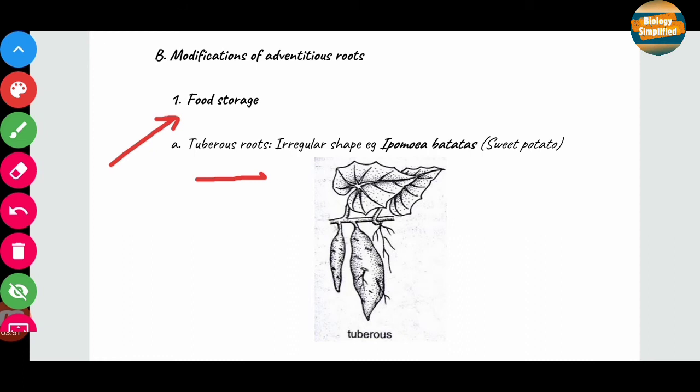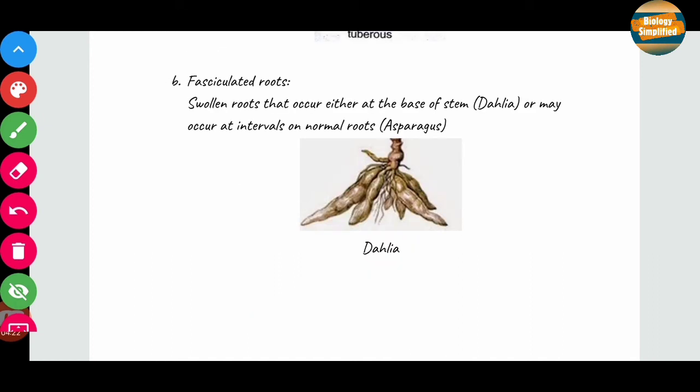Tuberous roots are again irregular shaped roots. Example is Ipomoea batatas, that is sweet potato. So the sweet potato is the modification of adventitious root for the storage of food. Here you can see in this diagram, the sweet potato has an irregular shape for the food storage. It has swollen at irregular places to store food.